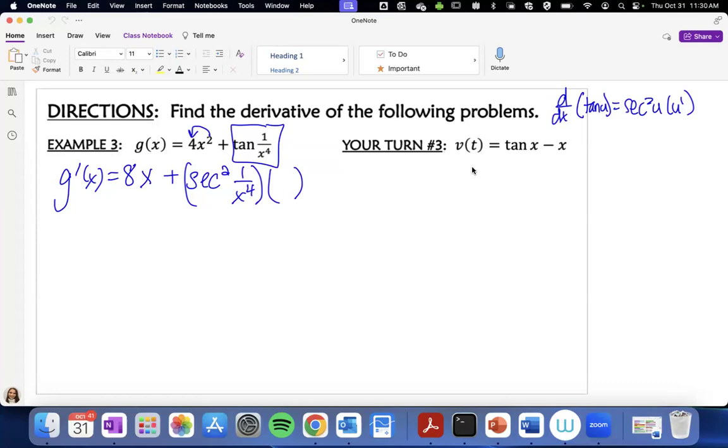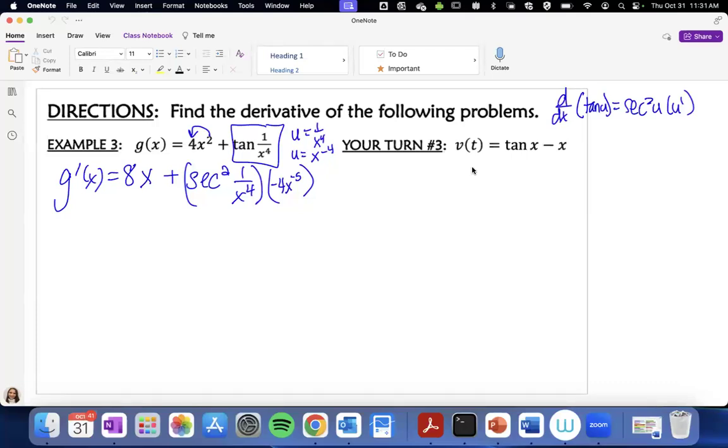What am I taking the derivative of for u prime? So u is 1 over x to the 4th, which is x to the negative 4, right? So my derivative is going to be the derivative of x to the negative 4. What does that turn into? Negative 4x to the negative 5. Any questions so far?